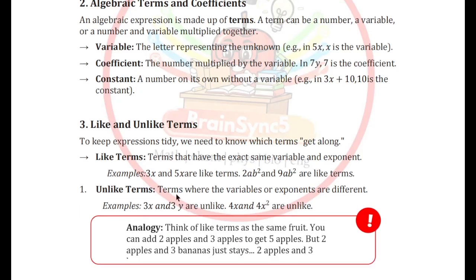Then unlike terms are just the opposite. They are terms that do not have the same variables and the same exponents. And something to keep in mind, think of like terms as the same fruits. You can add 2 apples and 3 apples to get 5 apples, but 2 apples and 3 bananas just stays 2 apples and 3 bananas.